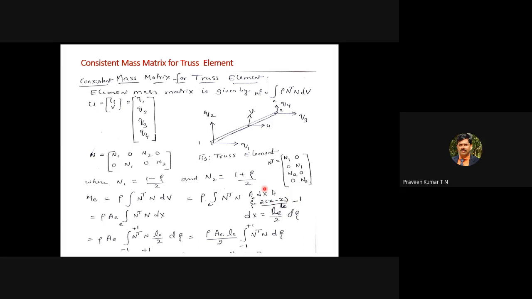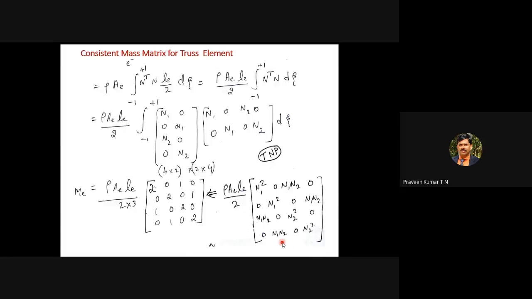For that you have to use the relationship between the global coordinate x and the natural coordinate xi. This relation you are using repeatedly: xi is equal to 2 into (x minus x1) divided by LE, minus 1. That is the relationship between the global coordinate and the local coordinate. Once you differentiate, you will get the equation for dx. Now substitute the value of N transpose N dx, and the limit becomes minus 1 to plus 1. Finally we end with rho A E LE divided by 2, integral from minus 1 to plus 1 of N transpose N d xi.